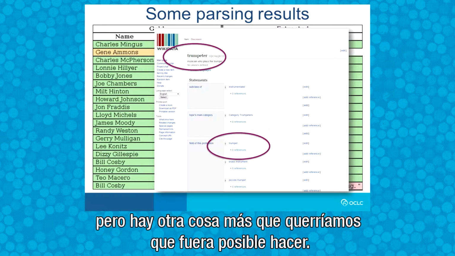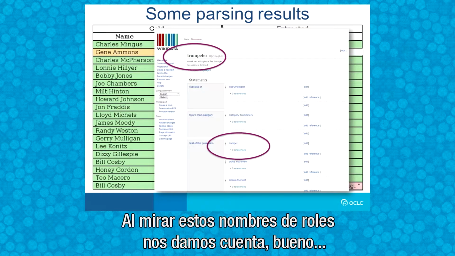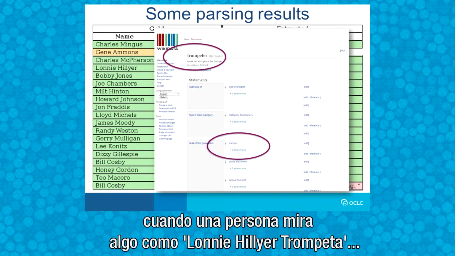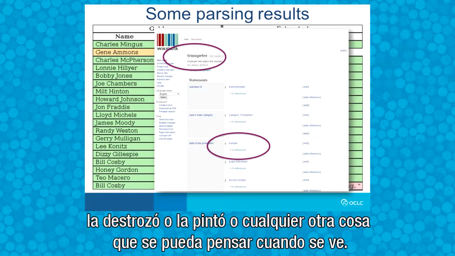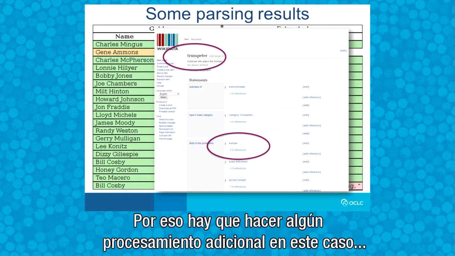thing that we would want to be able to do, which is to look at these role names and realize, well, a human has to look at something like "Lonnie Hillier, trumpet" and infer that Lonnie played the trumpet rather than constructed, destroyed, painted, or whatever. You just infer that when you see it. And so some additional processing would have to be done there.